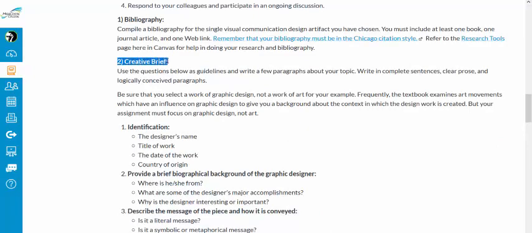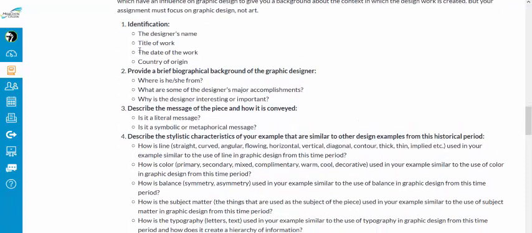Then you're going to write a creative brief. And there are some examples of questions to use as guidelines, and you're only going to write a few paragraphs about your topic. And be sure when you select your example of graphic design that it is graphic design, which is the combination of words and images to convey a message, and not a work of art for your example. Now, the textbook frequently includes examples of art movements which have an influence on graphic design to give you a background about the context in which the design work was created.